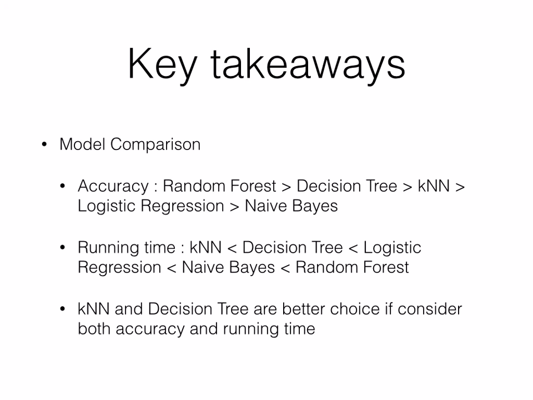So finally, I want to give some key takeaways and a model comparison. We can see the random forest has the highest accuracy. However, it also has the highest running time. So if we consider both accuracy and runtime, I guess KNN and the tree might be a better choice.